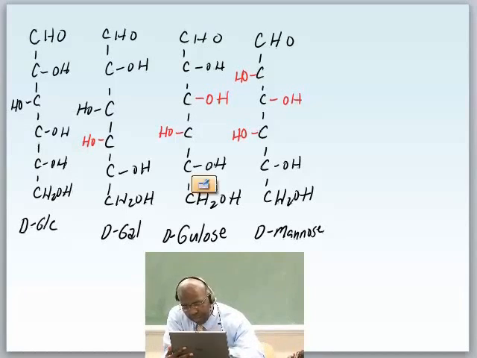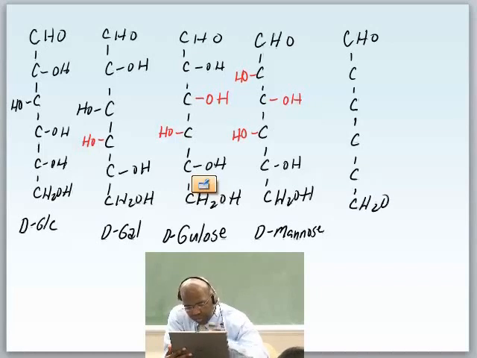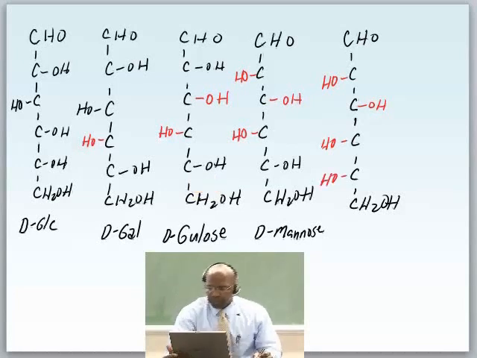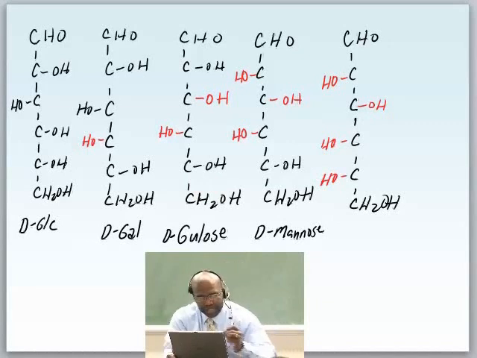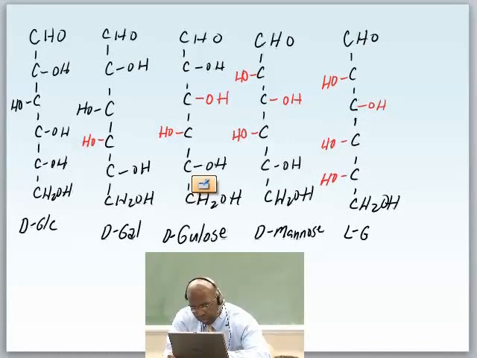L-glucose. Exactly. So we're going to change all of them. CHO, 2, 3, 4, 5, 6, CH2OH. And so we're going to change every one of them. So glucose is right, left, right, right. So it's D-glucose. L-glucose is going to be left, right, left, left. And so what's the name of this molecule? L-glucose.